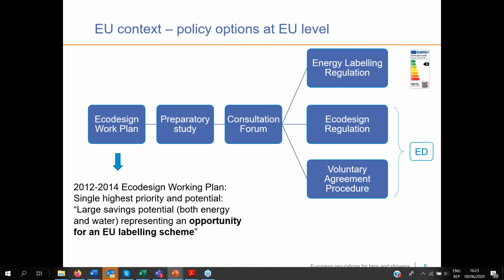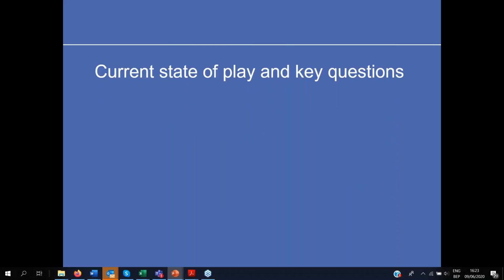And in the case of taps and showerheads, I should say that this product group was identified as the single highest priority and potential in the 2012-2014 eco design working plan. For some reason, they mentioned large savings potential, representing an opportunity for a new labeling scheme. So just in passing, the eco design option was not suggested by the work plan. That's part of the context that we have to deal with.